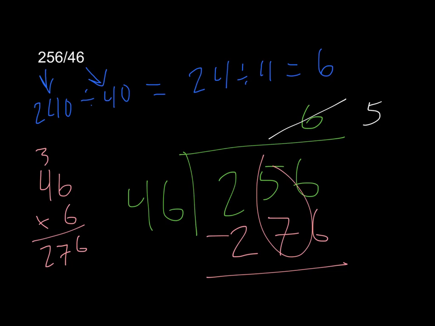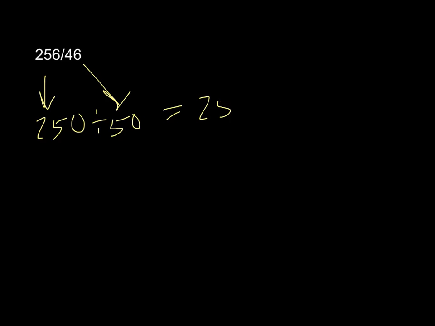Or I could estimate it differently. What that would look like is maybe going from 256 to 250, and 46 to 50, knowing that it is the same as 25 divided by 5, which is 5. There are multiple ways to estimate and round. If one way works better for you, try that way and see where you get.